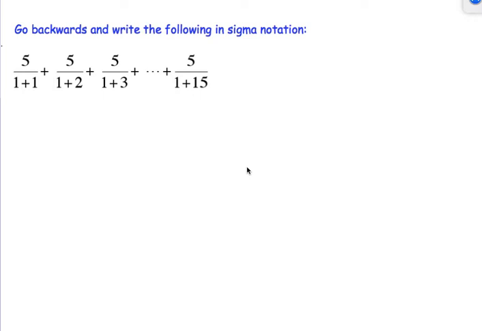Okay, this video is to finish up section 8.1. Today what we're going to do is go backwards and write the series in sigma notation. So now we're going to need to come up with the equation, and not only that, but we have to figure out, if I have n equals down here, what would be the beginning thing I would need to plug in and what would need to be the last thing I plug in.